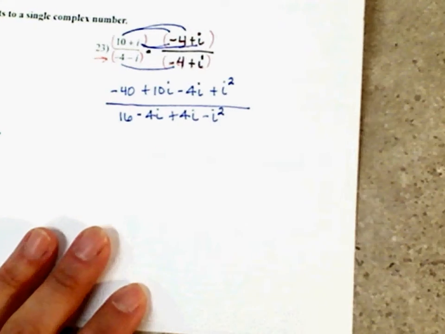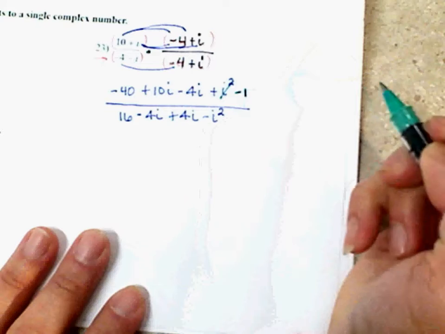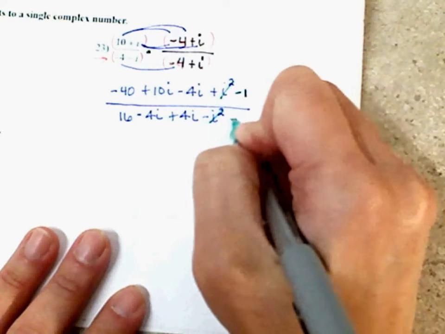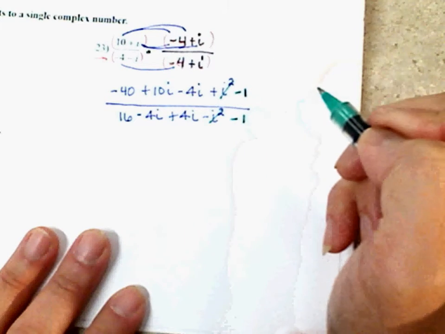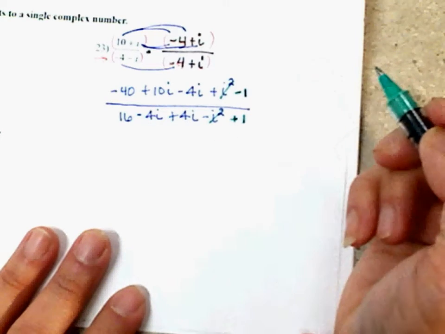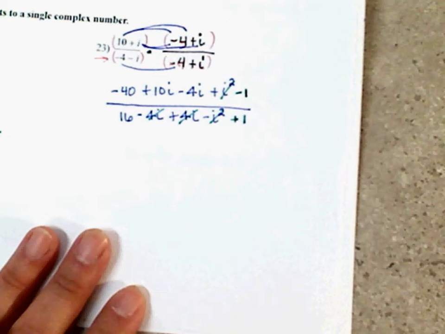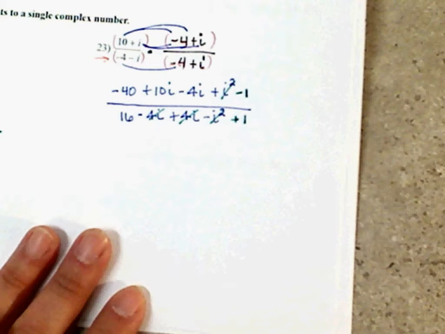This becomes a negative 1. And this becomes a negative 1. Positive 1. Thank you. Positive 1. Okay. What happens to these two? Add up to be 0. Okay. So now let's see what we've got.